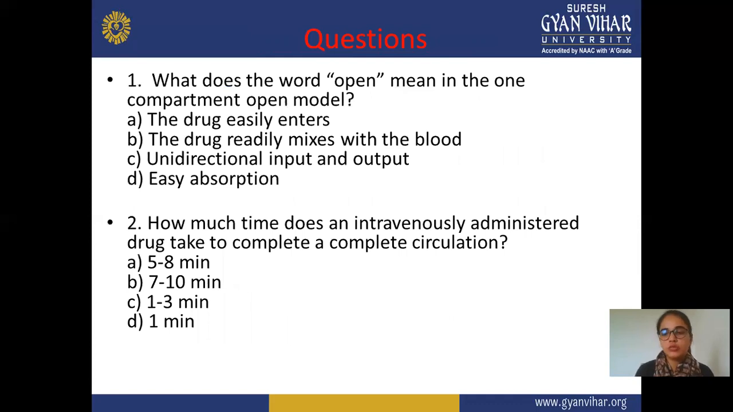After this, these are the questions related to this topic. After completing this lecture, you can easily answer them. These questions are very simple. In the first question, what does the word open mean in the one compartmental open model? Option A is the drug easily enters. B is the drug is readily mixed with blood. C is unidirectional input and output. D is easy absorption.